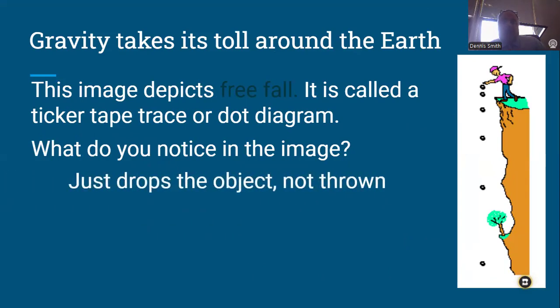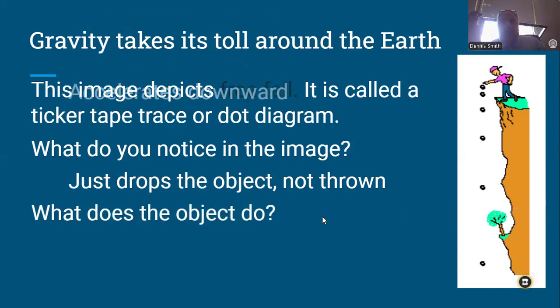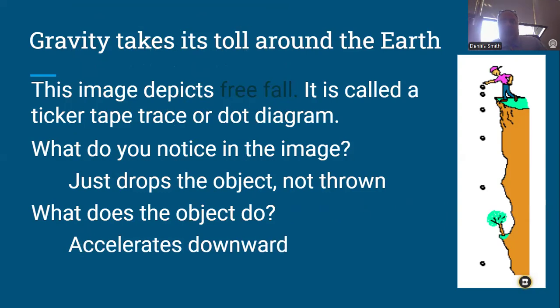and then over time, each one of these balls, so 0 is in his hand, 1 second is here, 2 seconds, 3 seconds, 4 seconds, 5 seconds. Okay, he just drops the object. It's not thrown. It's going to be in free fall, and it's going to accelerate downward according to gravity.